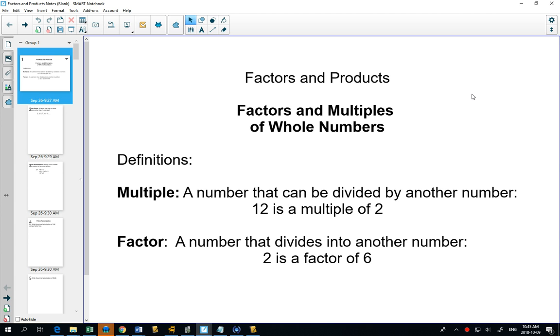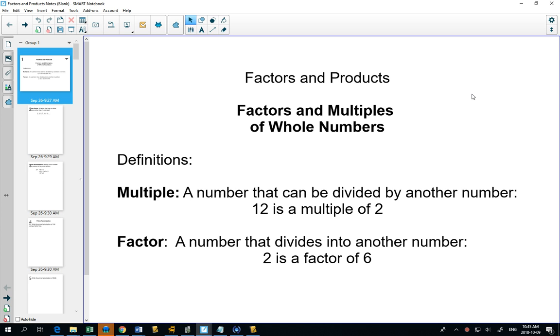All of those numbers would be multiples of 2 because they can be divided by 2 and have a whole number as an answer. There's an infinite amount of multiples for any given number. They go on forever. Okay?